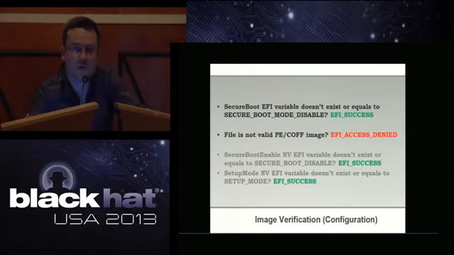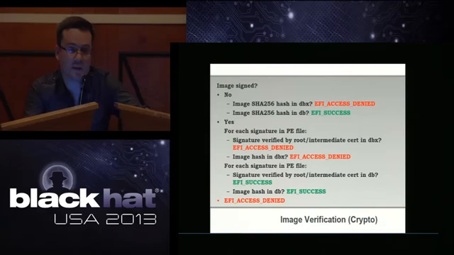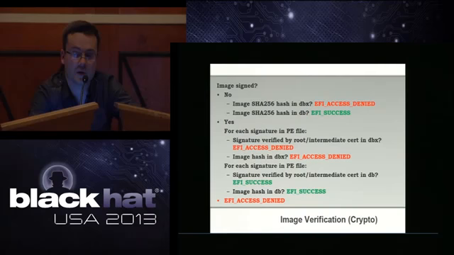After checking the policy, it checks configuration. If secure boot is disabled, there's no need to do any checks. If the file is not in a recognized format, then it's not allowed to execute. In earlier versions of the UEFI code, they were checking some other things, like secure boot enable directly or setup mode, but now those checks are redundant because they feed into the first check, so they were removed. Then, once those checks have passed, of course you need to check the actual crypto. Essentially, hashes or signatures are verified by secure boot.